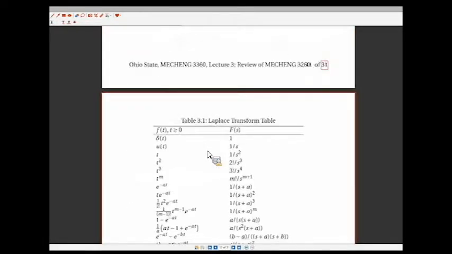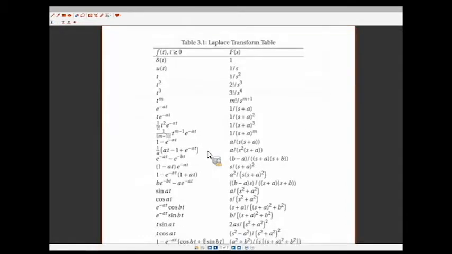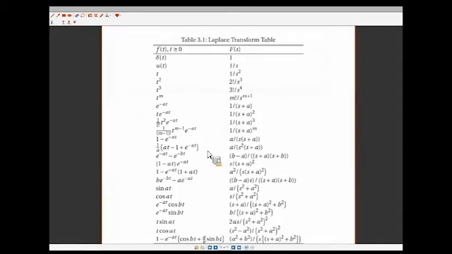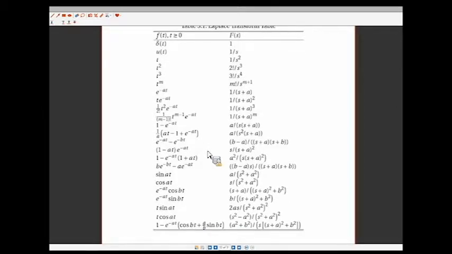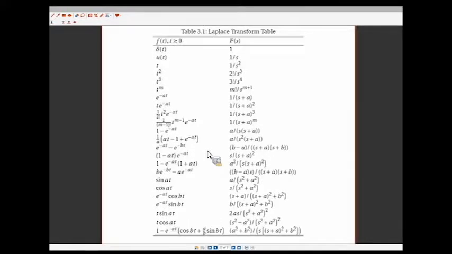Okay, there we go. There's what I want to see. Laplace transform table, right? So these tables are on Wikipedia. They're on essentially every single system dynamics controls book you'll ever find. They're all basically the same. Here's my version of it, which is borrowed out of a textbook that we don't use here at Ohio State. But they're all basically the same.